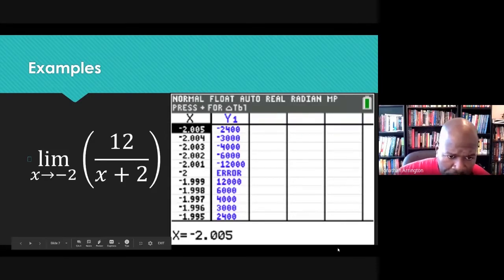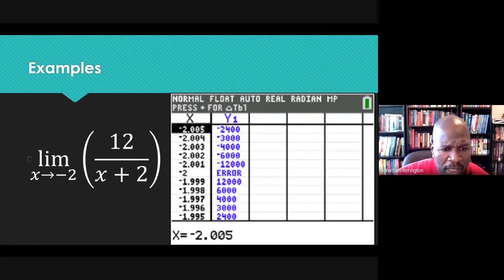So again, you can see I put the -2 in the middle. And here I am approaching -2 from the left. That's from values which are less than -2. And let's look at my y values. So I go from -2400 to -3000 to -4000 to -6000 to -12,000.